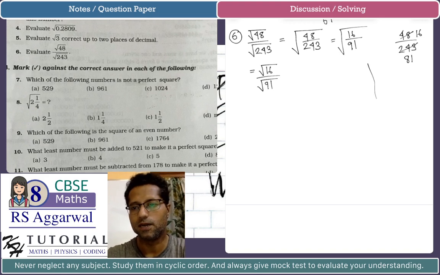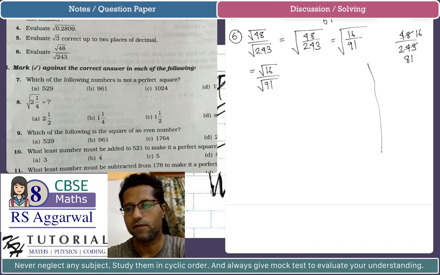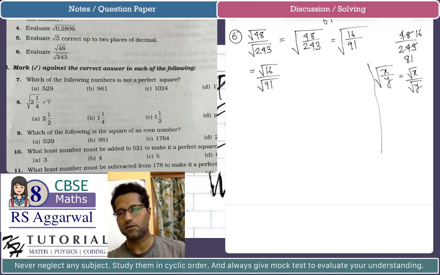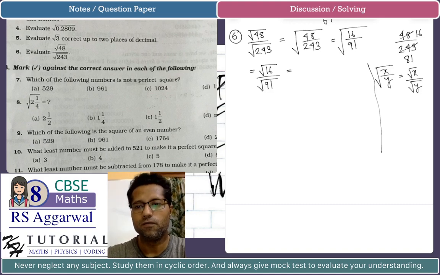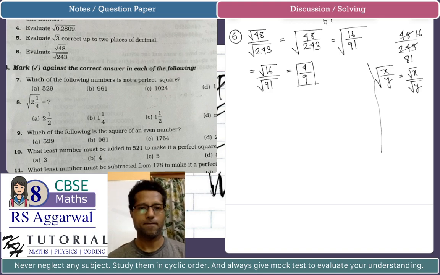The concept is that for any two positive numbers, we always have square root of x by y is equal to square root of x divided by square root of y. So as per our convenience, we can always express it in either form. The result will be the same. So now this will be 4 by 8, sorry, 4 by 9. So the answer is 4 by 9.